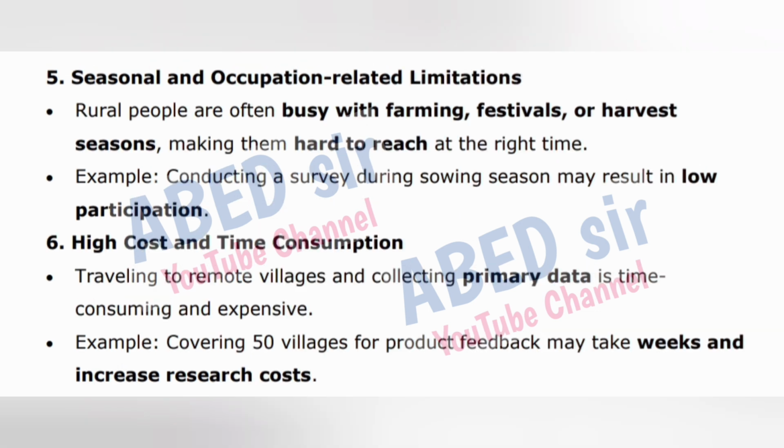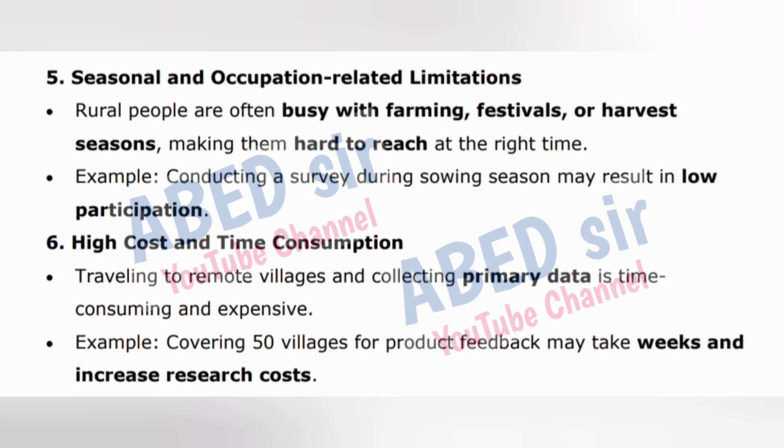5. Seasonal and occupation-related limitations. Rural people are often busy with farming, festivals, or harvest seasons, making them hard to reach at the right time. Example, conducting a survey during sowing season may result in low participation.